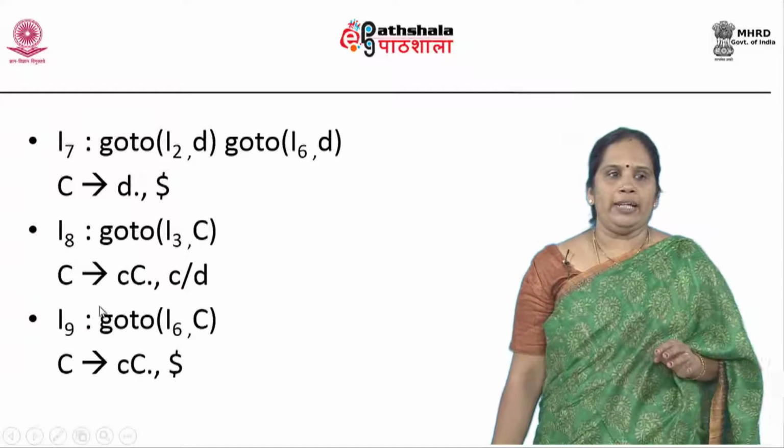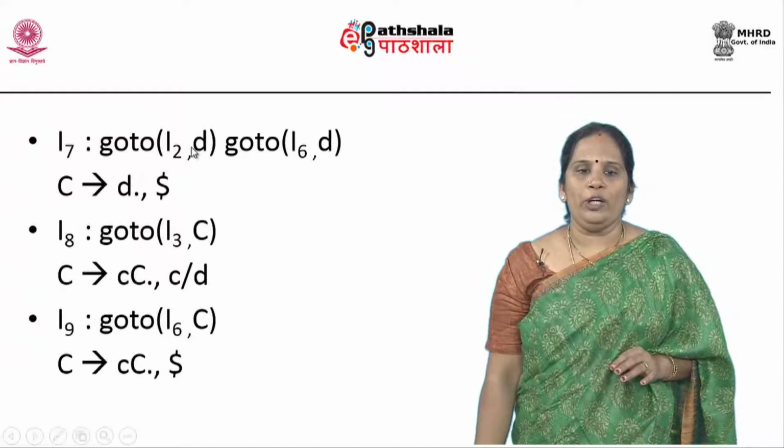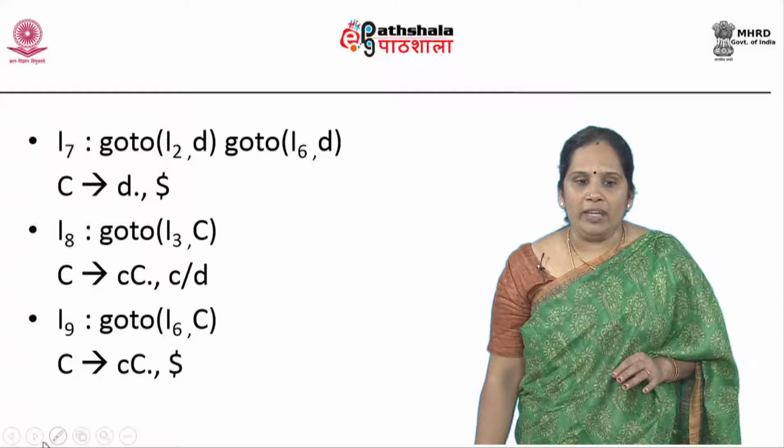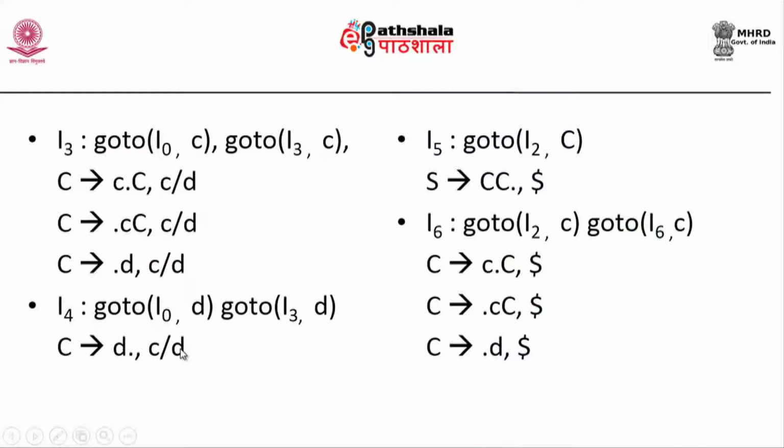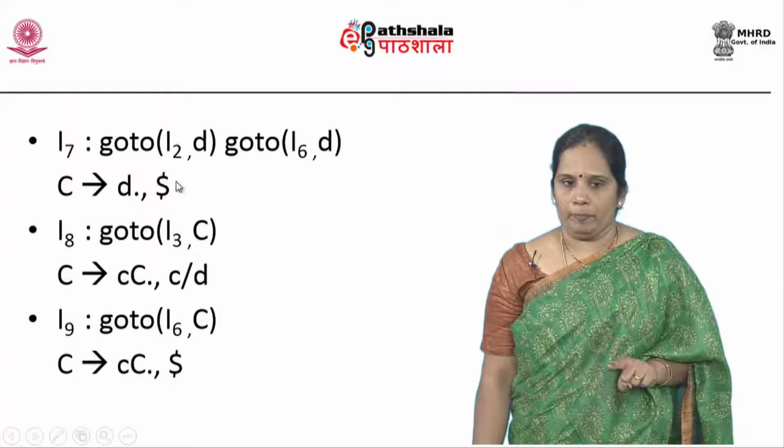So, similarly proceeding, I7 will be goto of I2 comma D. Now, this I7 and I4 are different. I4 has a look ahead as c slash d, I7 has a look ahead as dollar. Okay.